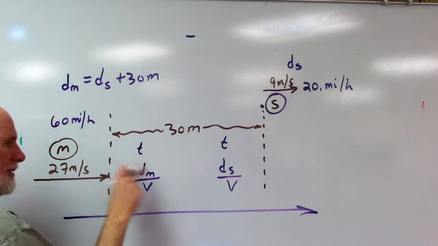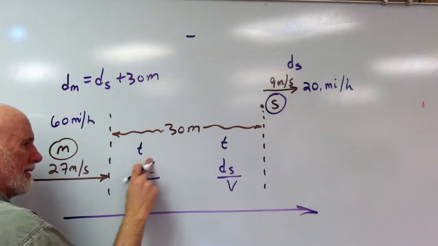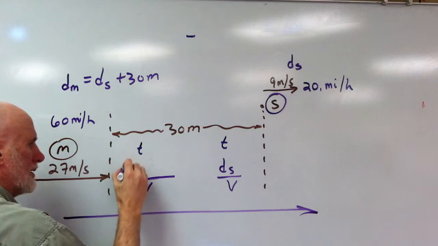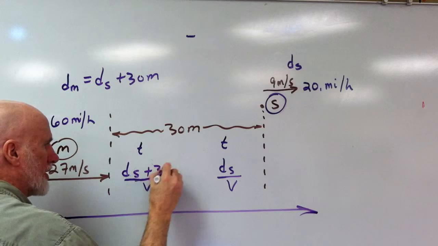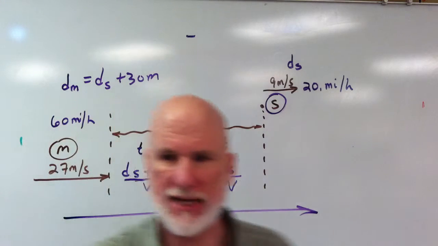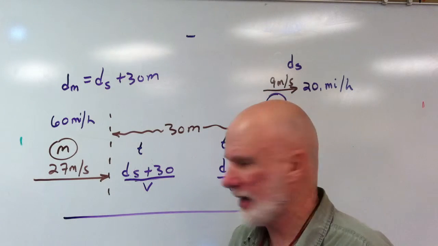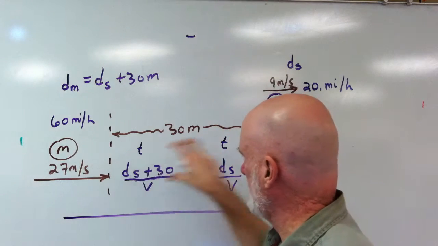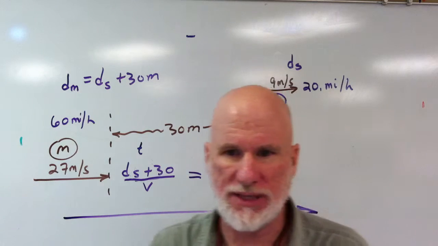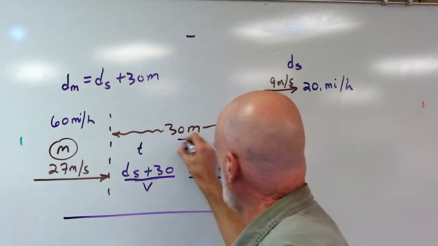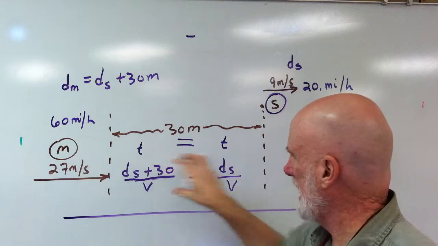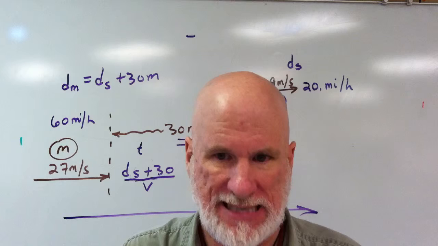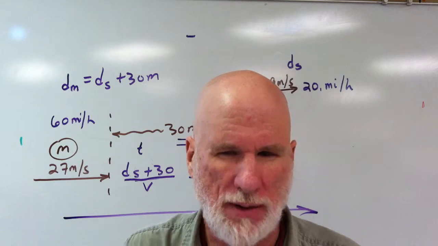So can I erase that? That's going to be equal to ds plus 30, and that's just ds, right? Are you okay with that? Now, aren't they equal? Because that's t, and that's t. The t's are equal, right? So far, so good? Now, can I erase that? Do you remember what I wrote? You got it down?